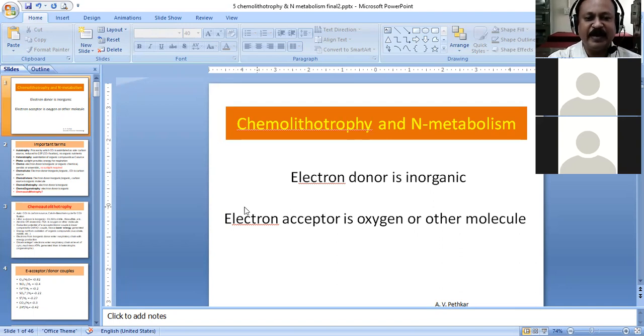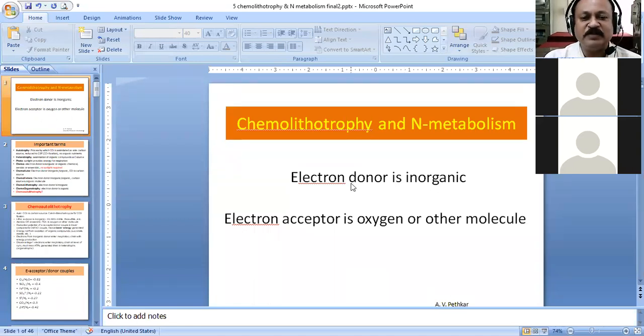I think in one of the lectures we had dealt with this point. The electron acceptor in case of chemolithotrophic organisms could be either oxygen or any other molecule other than oxygen. Depending on whether it is oxygen which is playing the role of electron acceptor, we would call that organism an aerobic organism. And if instead of oxygen some other molecule is acting as the terminal electron acceptor, then we would call that organism an anaerobic organism. This kind of distinction we have already seen when we saw respiration, both aerobic and anaerobic.